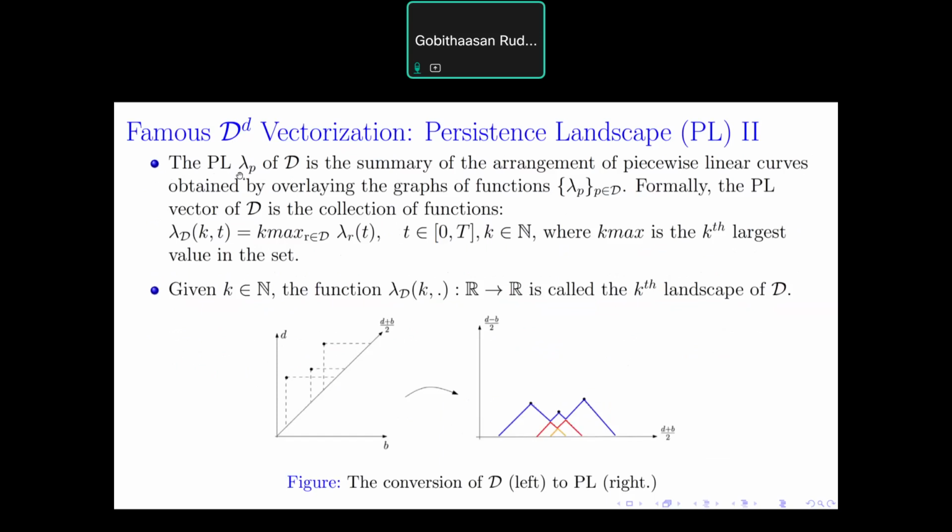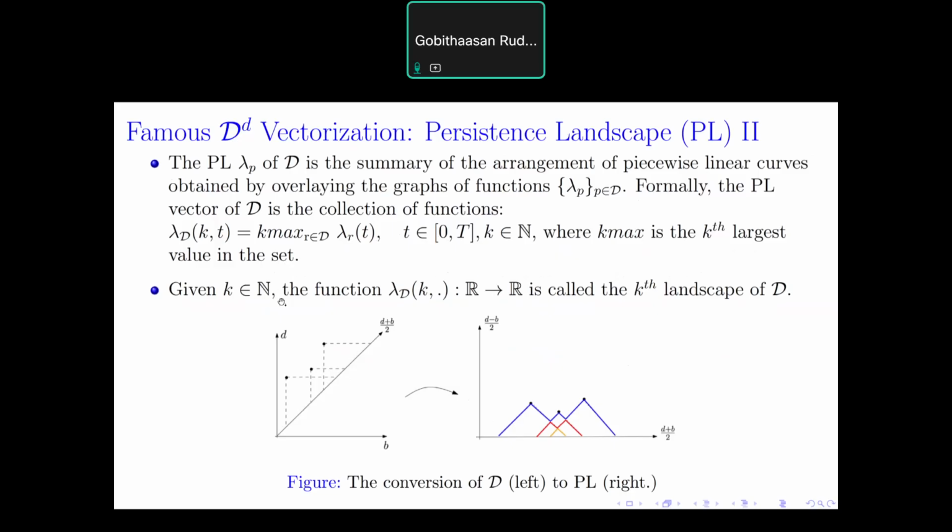The persistence landscape lambda p of D is the summary of the arrangement of piecewise linear curves obeying the graphs of the functions lambda p of all the persistence diagram. Formally, the persistence landscape vector of D is a collection of functions: the kth max lambda_k(t), where t is the parameter from 0 to T, and where kmax is the kth largest value in the set.